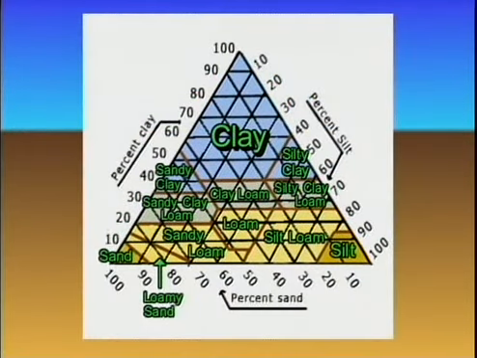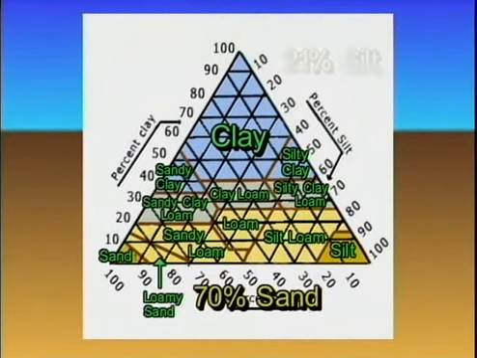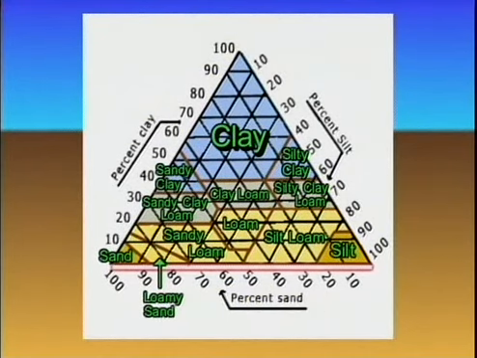Okay, let's take a look at our first soil. Our first soil was 70% sand and 21% silt. So we're looking on the sand axis, which starts at 0% here and runs to 100% in the lower left-hand corner. We had 70% sand, so we're going to be on this line somewhere. If it has 70% sand, it must fall somewhere on this line.